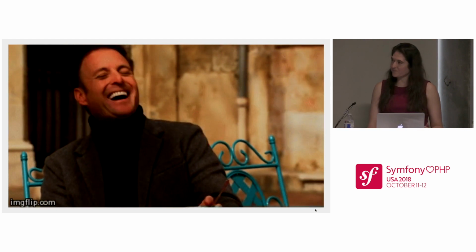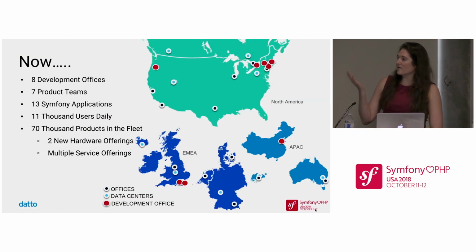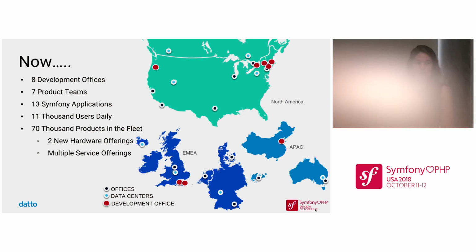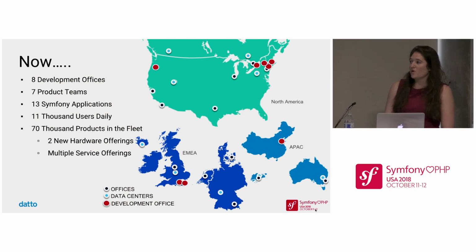Absolute mess. So now this is our actual office environment. We have around 8 development offices. We have 7 different products that we're selling. We have 13 Symfony applications. We've decided that we're standardizing on Symfony across the board. Our websites are now having about 11,000 users daily. We've sold 70,000 of those same hardware products that are now in the field, and we have 2 brand new hardware offerings and a bunch of services.